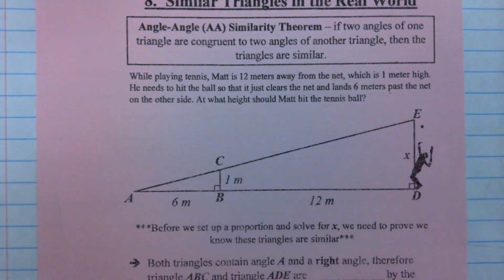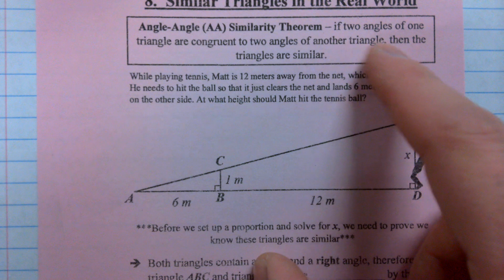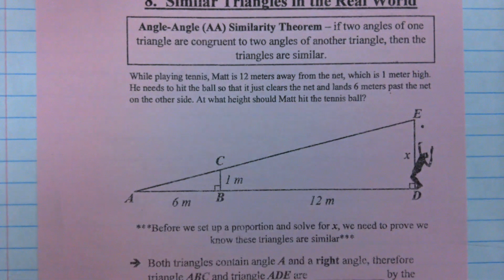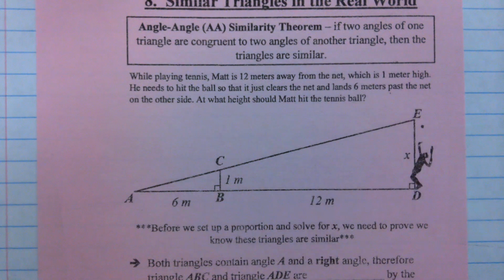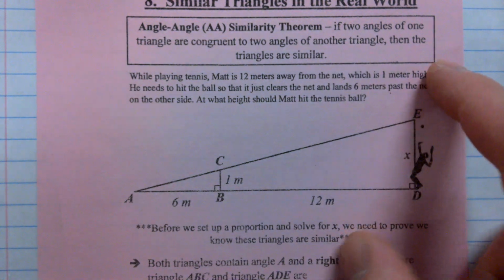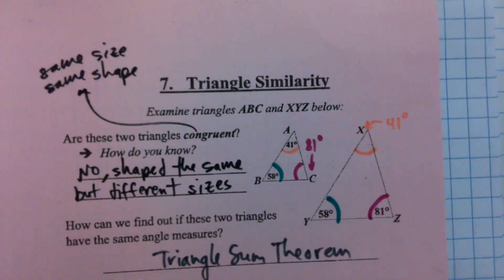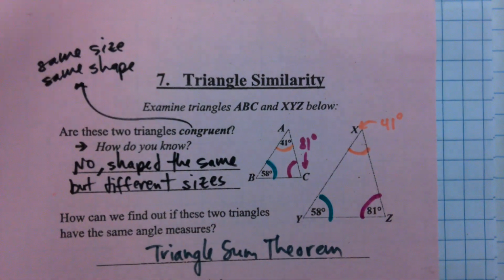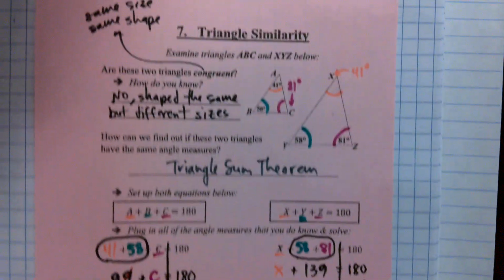We kind of touched on this with note sheet 7 yesterday. And this theorem basically states that if two angles of one triangle are congruent to two angles of another triangle, then the triangles are similar. Okay, so we only need two congruent angles to be similar, because as we saw when we did this little angle exercise where we found the missing angles, right? This was yesterday on note sheet 7.